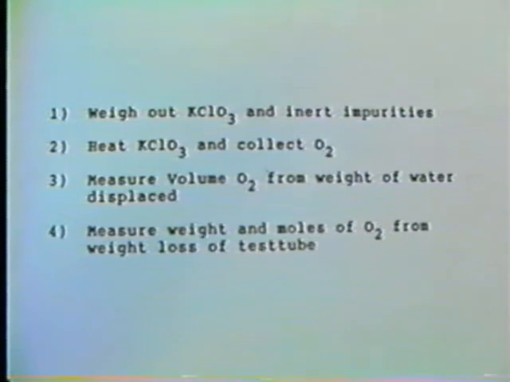After we have weighed out the potassium chlorate, we will heat the potassium chlorate and collect the oxygen. The oxygen is collected over water, that is collected by the displacement of water in a flask, and we will then measure the volume of oxygen which we have generated by knowing the weight of water displaced in the flask by the oxygen which is generated. From this weight of water and the density of water, we will be able to calculate the volume of water which was displaced, which is equal to the volume of oxygen generated.